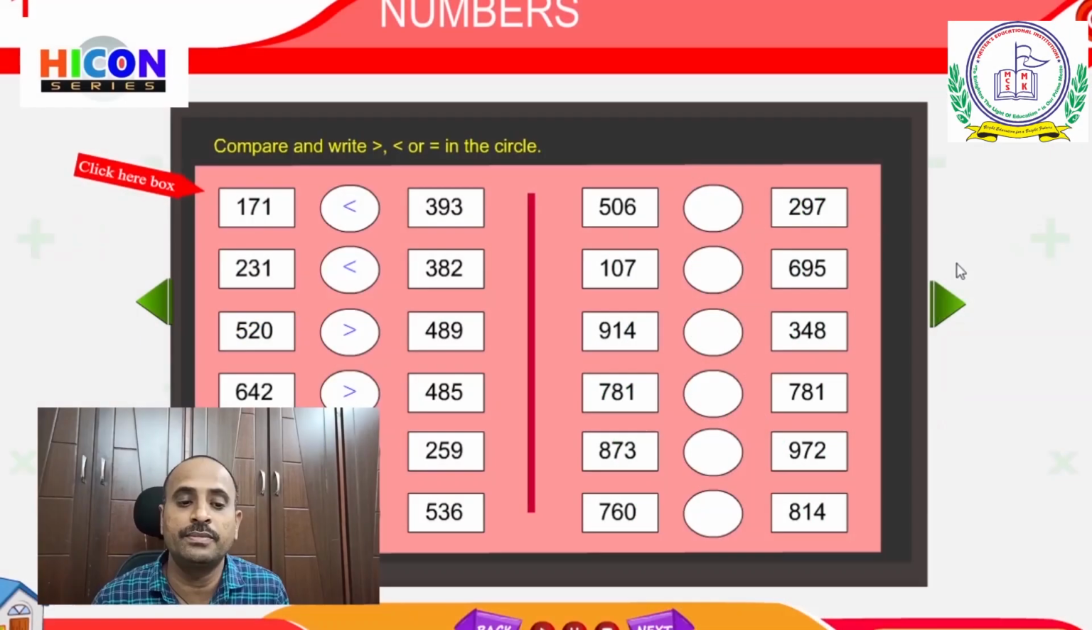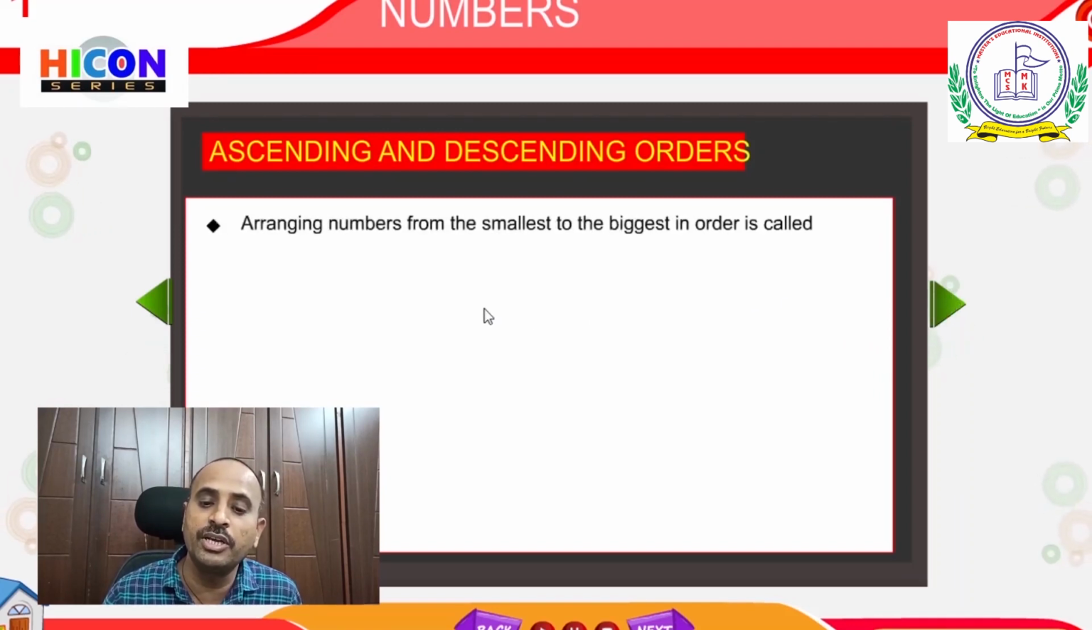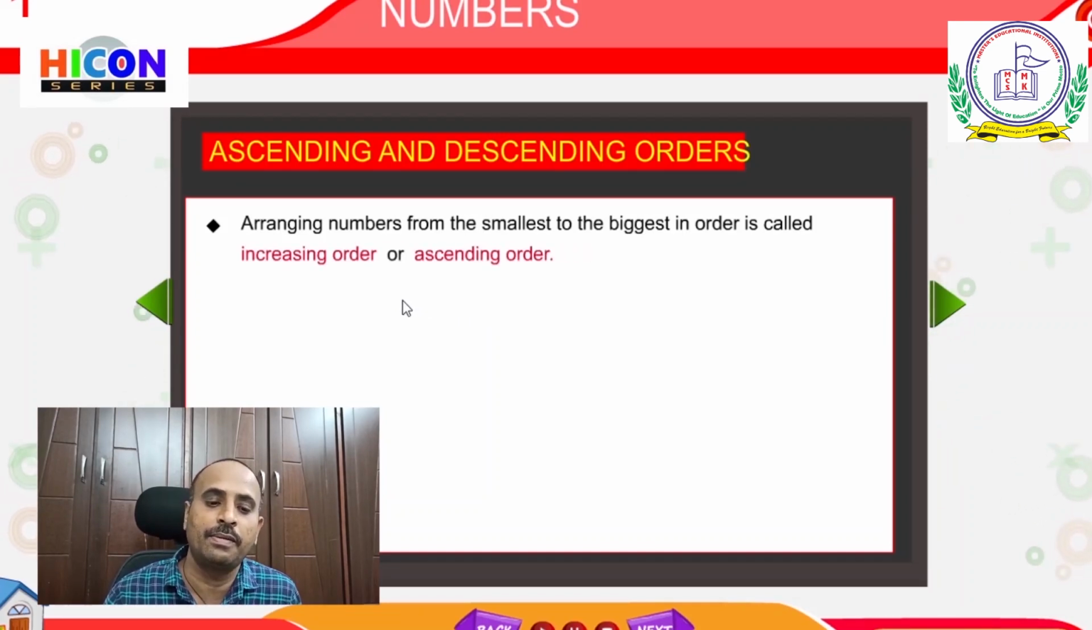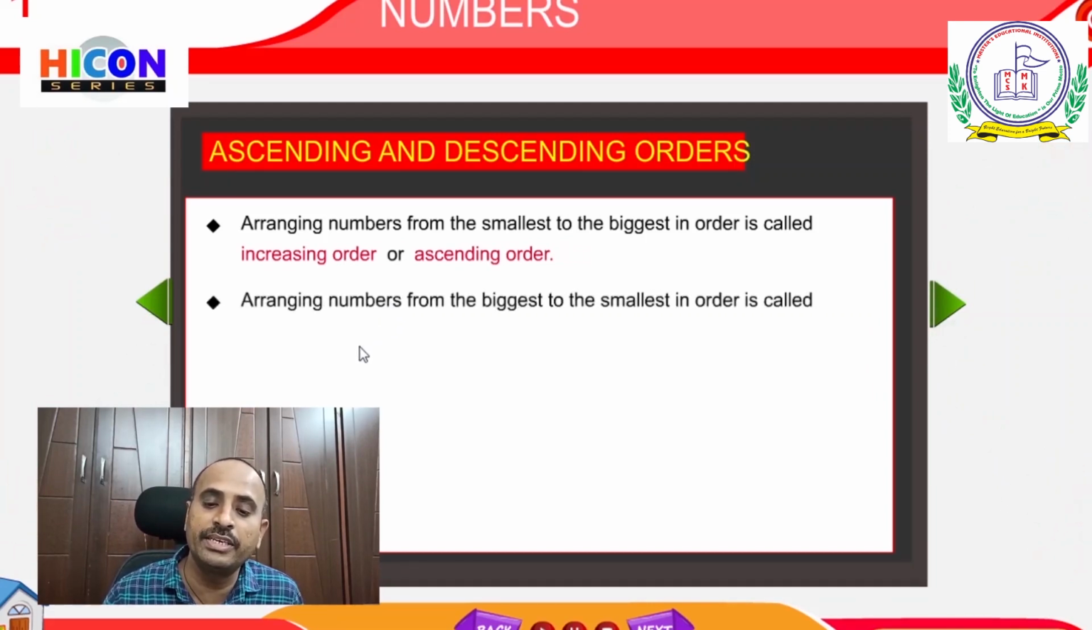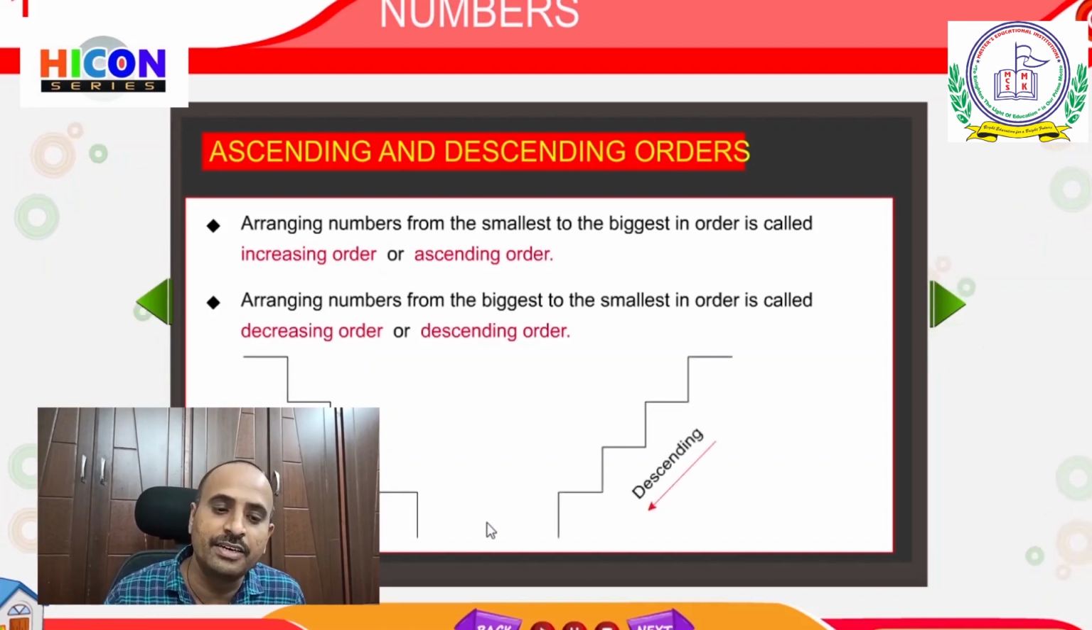Enter the next part. It is the next concept. Next topic is ascending and descending orders. Arranging numbers from the smallest to the biggest in order is called increasing order or ascending order. Arranging numbers from biggest to the smallest in order is called decreasing order or descending order. So ascending order means increasing order, descending order means decreasing order.